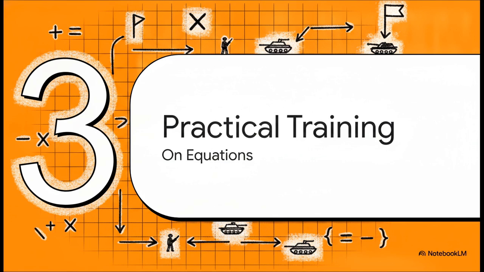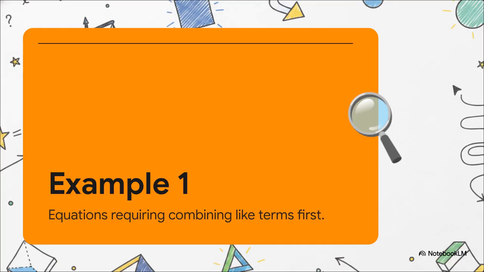Okay, phase 3, practical training on equations. It's time to hit the practical training ground and run through some tactical simulations. For our first example, we're looking at equations that require combining like terms right out of the gate. We're facing a scenario where variables of the exact same kind, say a 3x and a positive 2x, are scattered on the left side of the equation.